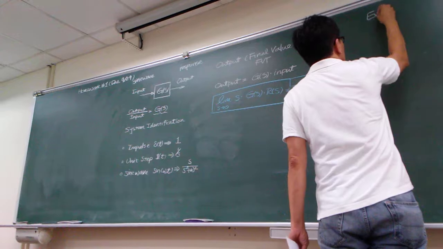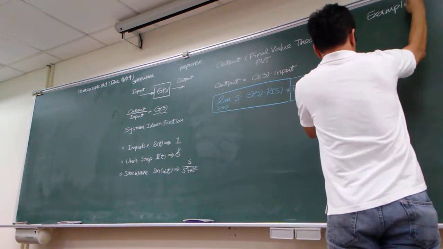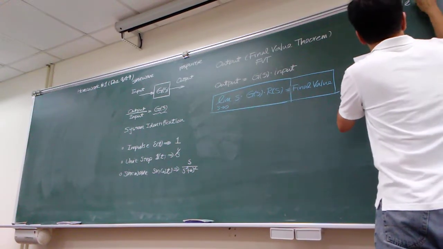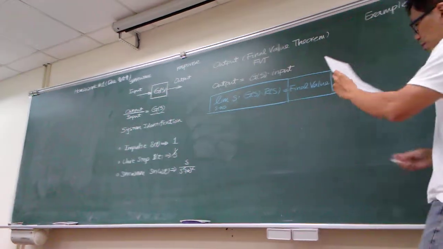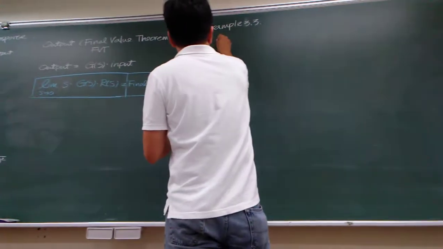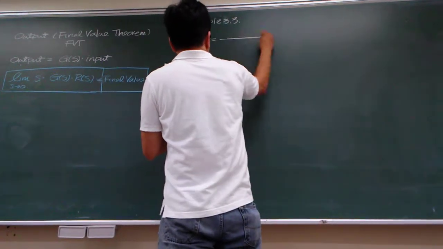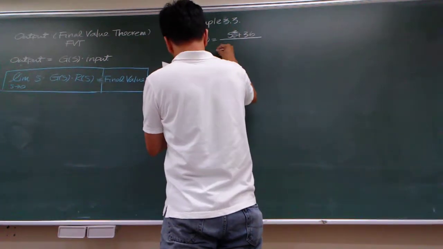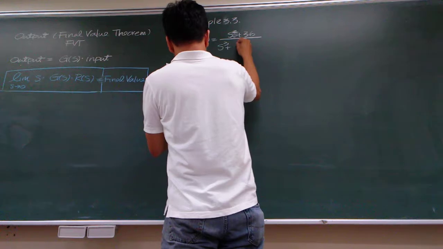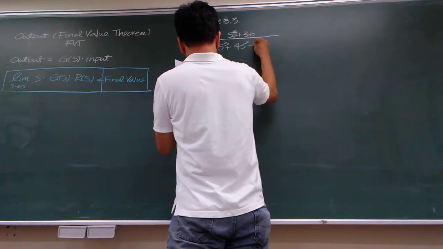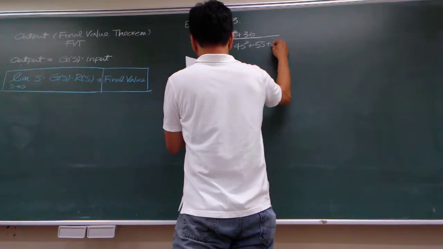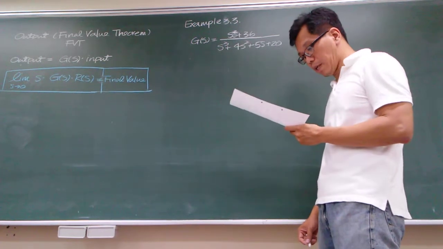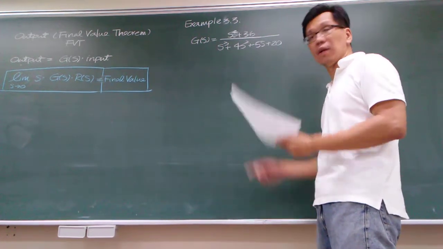Let's do one example. So we are given a mechanical system. The transfer function of this specific system is G of S equals 36 S squared plus 36 over S cubed plus 4S squared plus 5S plus 20. So if the system is excited by a step input, determine the final output of this system.